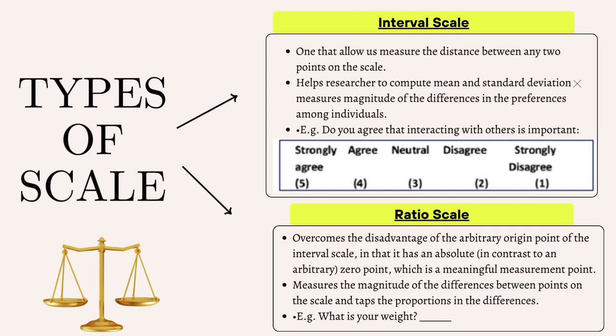And the last type of scale is ratio scale. It overcomes the disadvantage of the arbitrary origin point of the interval scale, in that it has an absolute 0 point, which is a meaningful measurement point. It measures the magnitude of the differences between points on the scale and taps the proportions in the differences.